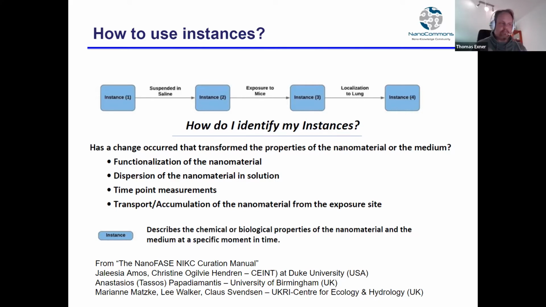You have some fate mechanisms or whatever. Or even very simple things like dispersion in a solution, or dispersion in a medium. Therefore, all these little things can be instances, but it really depends a little bit on what your study is, to understand what an instance is. And you can also go finer and broader if you want.